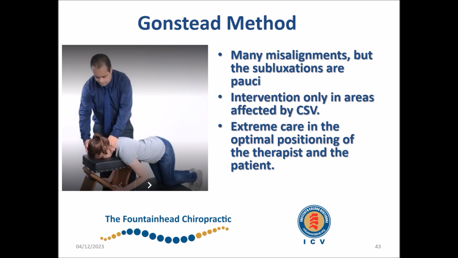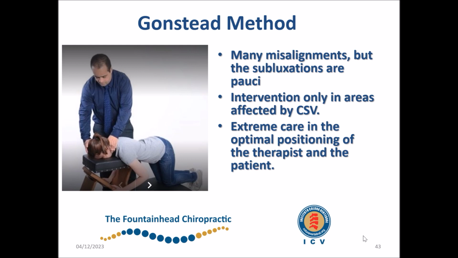For the Gonstead method, we have some rules to follow to make a proper diagnosis of subluxations and special features that we can understand. First of all, we must understand the difference between misalignments and subluxations. You find many misalignments, but the subluxations are few. Intervention should be only in areas affected by the true subluxations. The subluxations are the primary cause of the dysfunction in the patient, and the misalignments are compensations that are caused by the true subluxations.